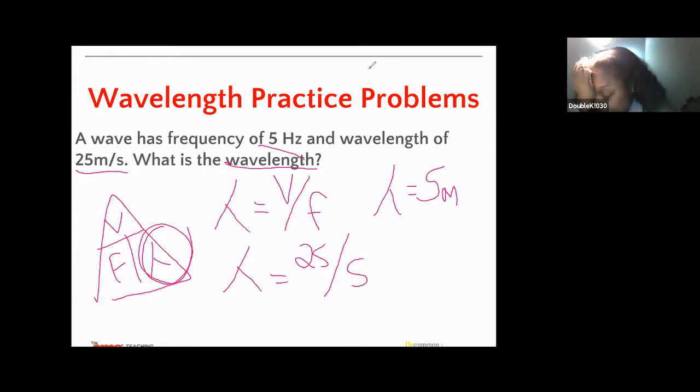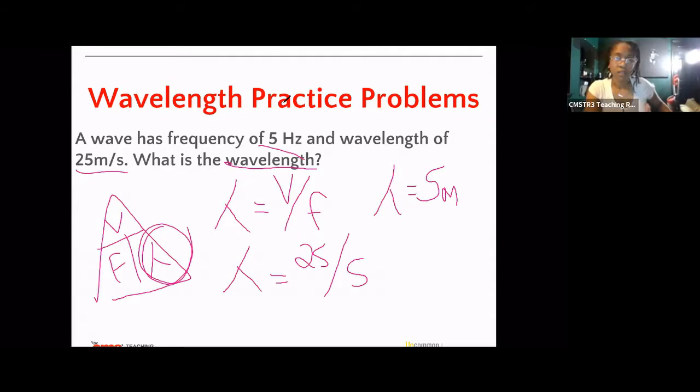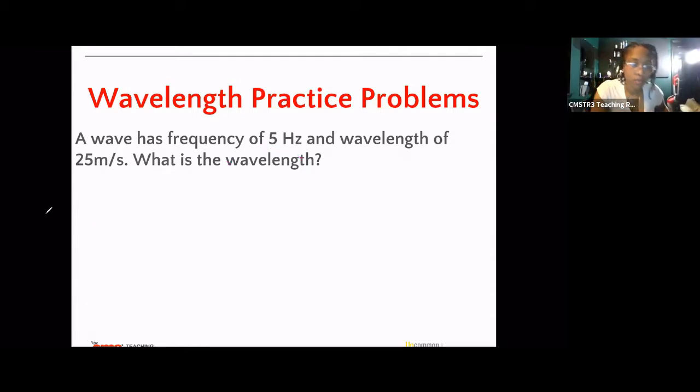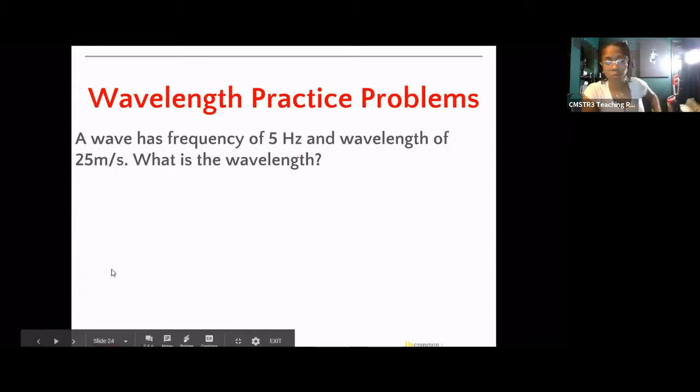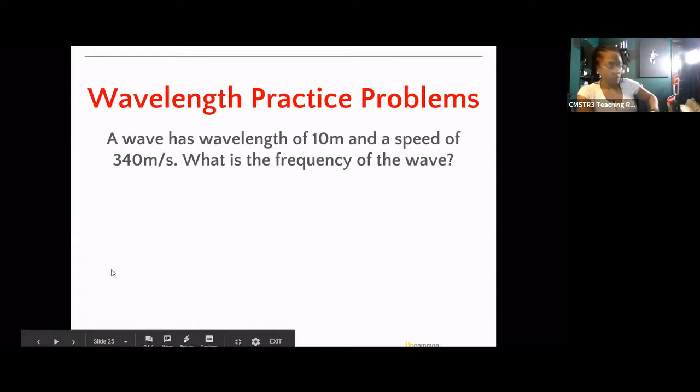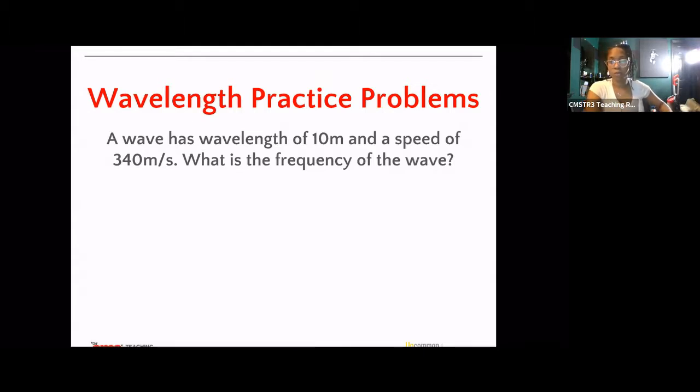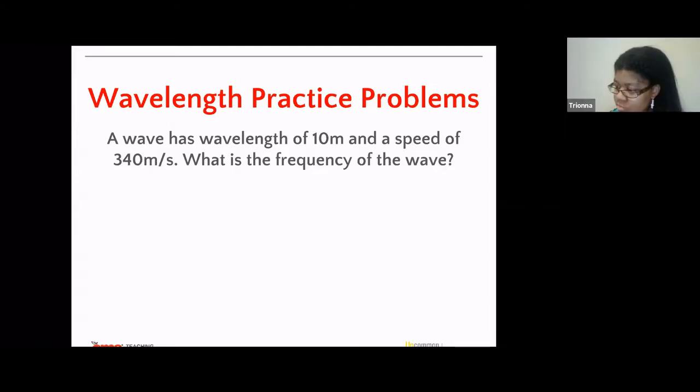Let's do one more together. And then we'll break into some smaller groups. This one says a wave has a wavelength of 10 meters and a speed of 340 meters per second. What is the frequency? So before I do this one on the screen, I want you guys to take 30 seconds to do it on your own before I set you off.